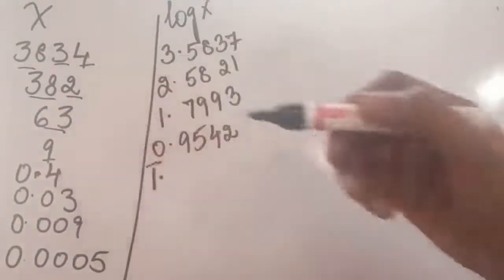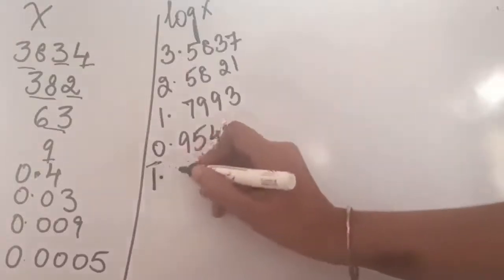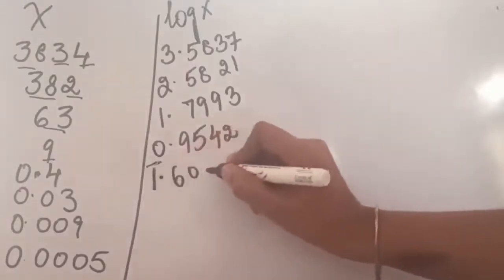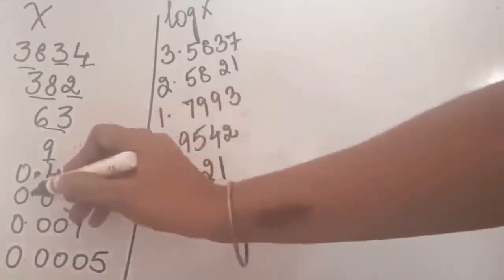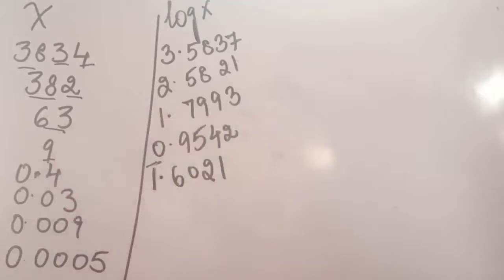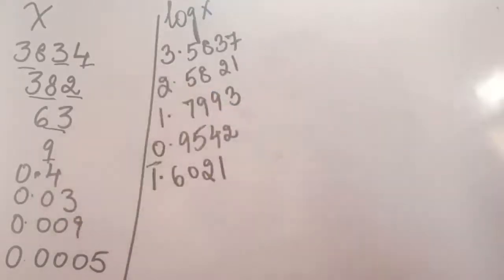And how will the value be seen? We will see 40 under 0, because except that there is no value. We have to see 40 under 0. When we see 40 under 0, the value is 6021. Next is 0.03. Now before 0 there is no value, and even after 0 there is only one value.